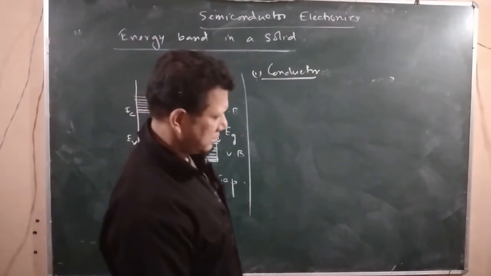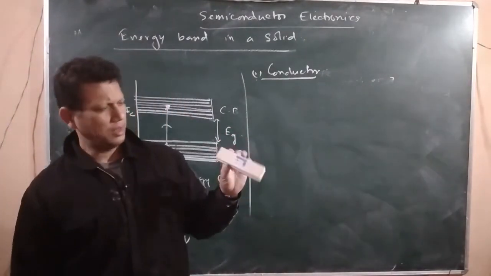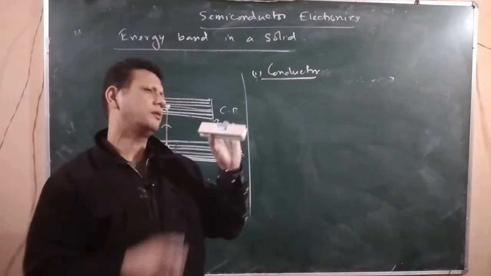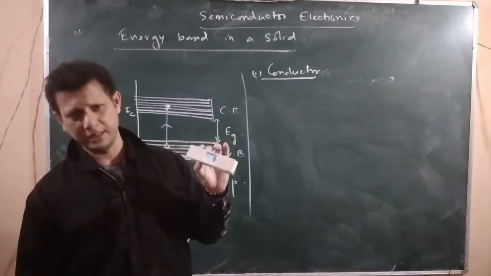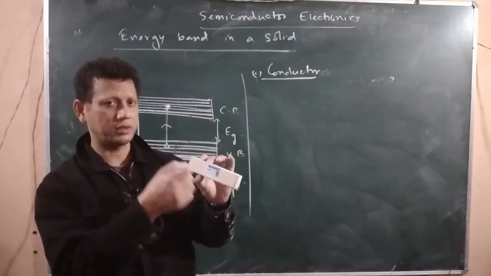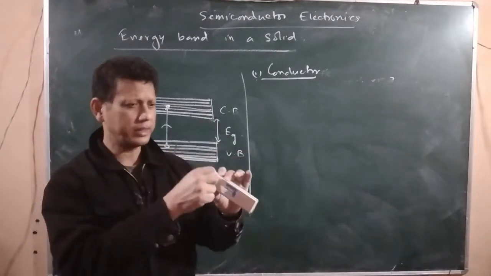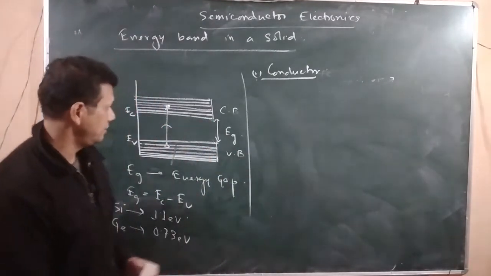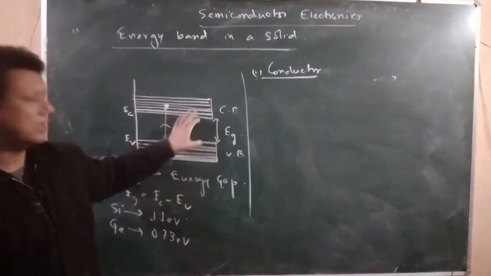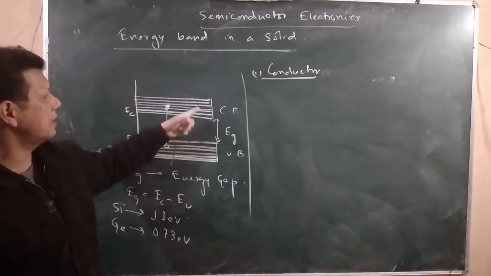We know that in a conductor, the maximum number of electrons are already free, so it is very much easy to free a valence electron in a conductor. In case of a conductor the gap is very, very small, because the electron can be easily freed by giving a small amount of energy.